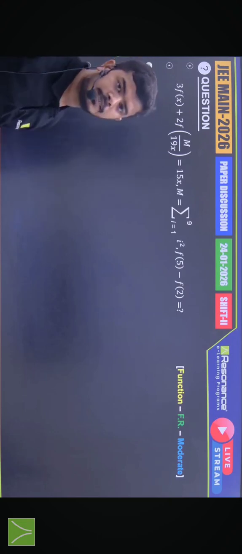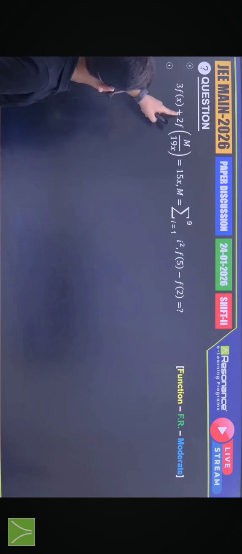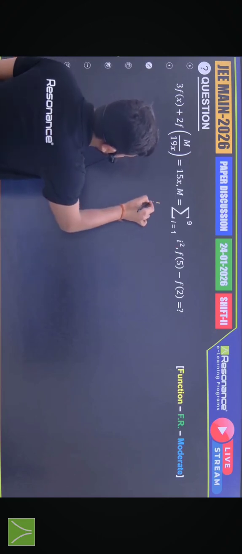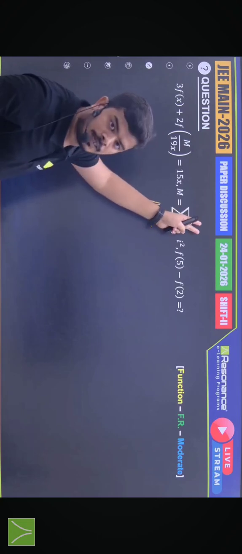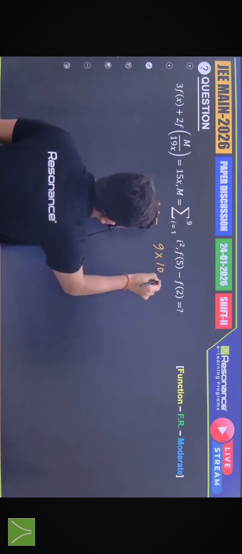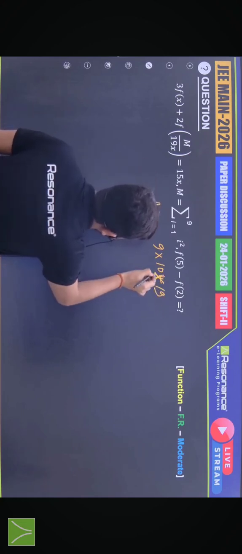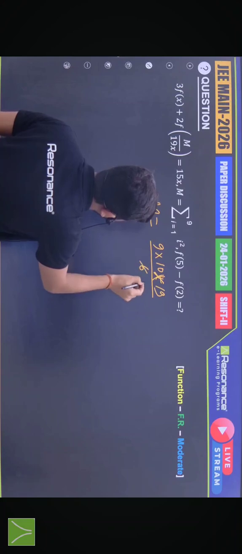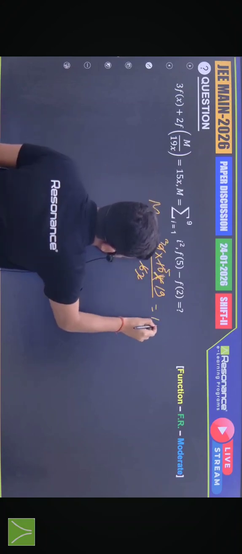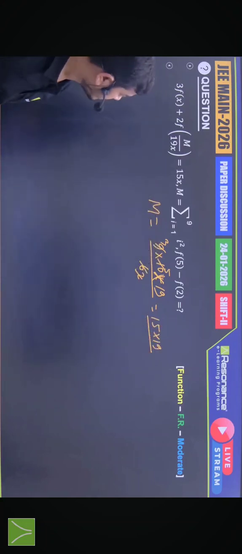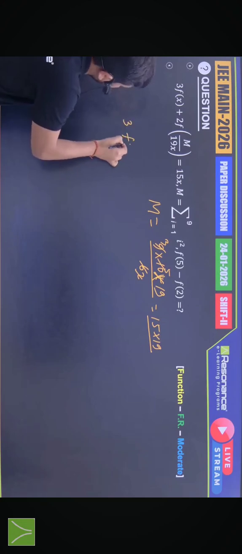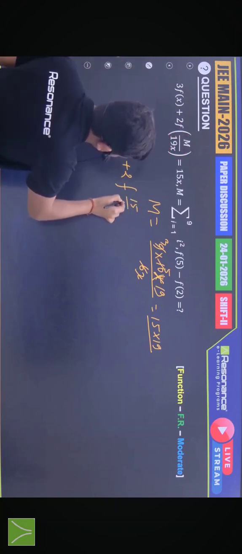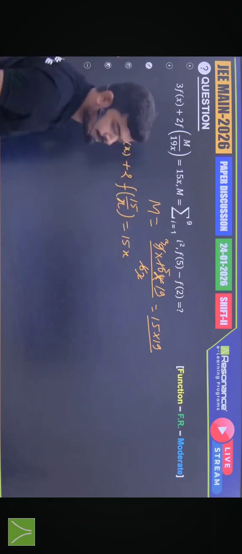Next question from functions. 3f(x) plus 2 times f of m by 19x is equal to 15x, where m is given. So first of all, find m. From here you will get m. Sum of i square is there, i equal to 1 to 9. So you can find m, 9 into 10 into 19 by 6. So from here you will get 3, 2, 5, 15 into 19. So m is 15 into 19. Put here m. You will get 3 times f(x) plus 2 times f of 15 into 19, 19 gets cancelled. So 15 by x is equal to 15x. Suppose this is first.